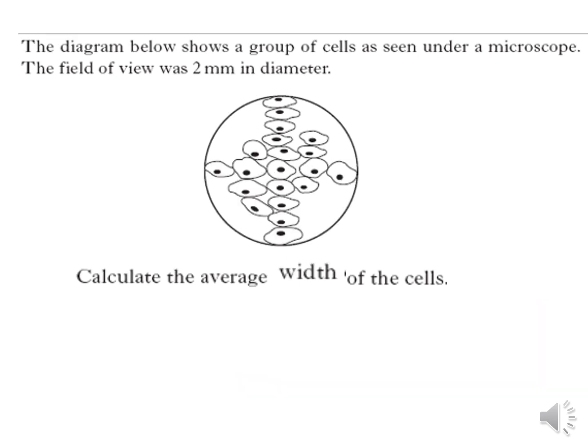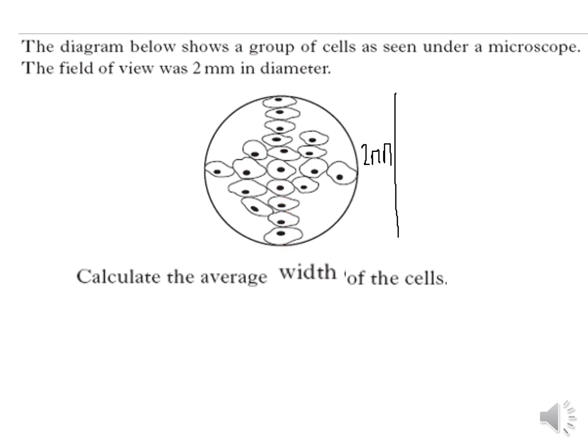Okay folks, let's try this question. The diagram below shows a group of cells as seen under a microscope. The field of view was 2 millimeters in diameter. Calculate the average width of the cells. Now if we're assuming the width is this way, again that's 2 millimeters. Either way it's 2 millimeters. Now how many cells have we got across the width of our field of view? So we've got 1, 2, 3, 4, 5, 6, 7, 8, 9, 10.